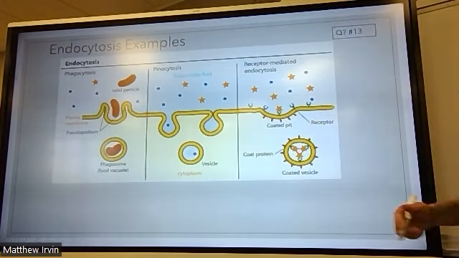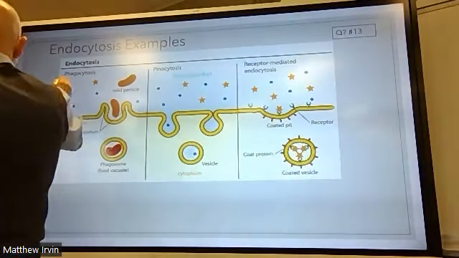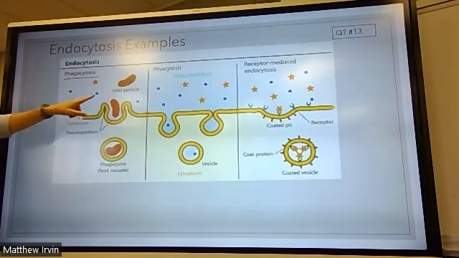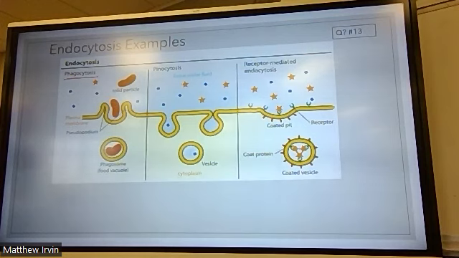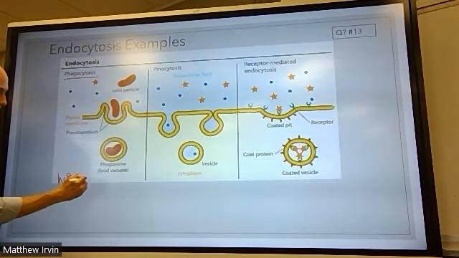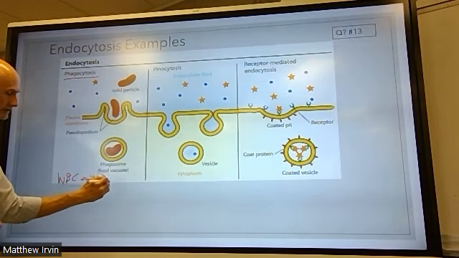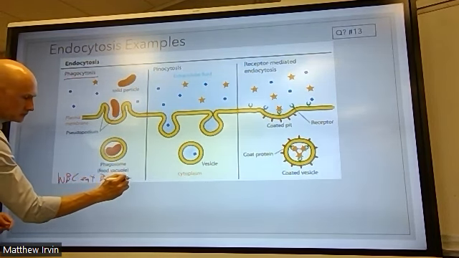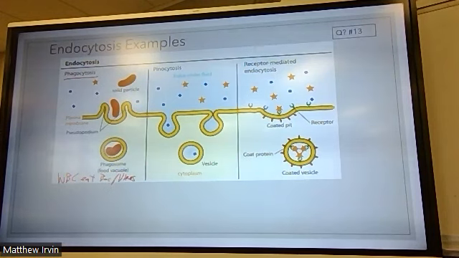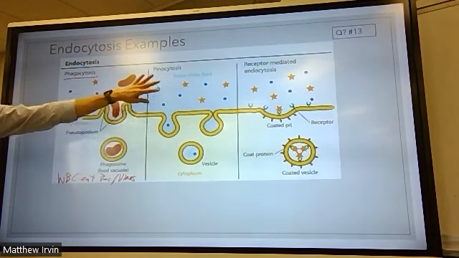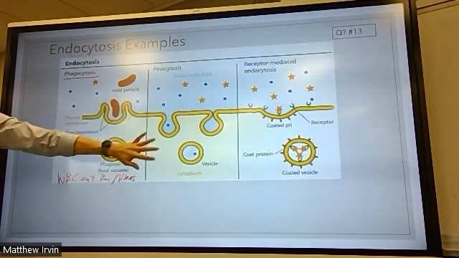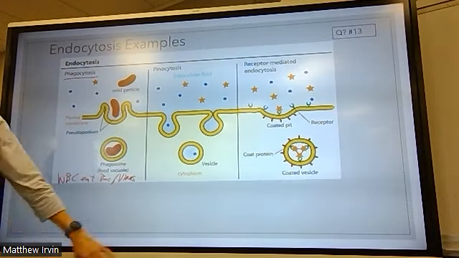Examples of endocytosis. So when you have phagocytosis, which is eating a solid particle, examples that are important: this is when white blood cells eat bacteria or viruses. Pinocytosis, important examples, there really aren't any.